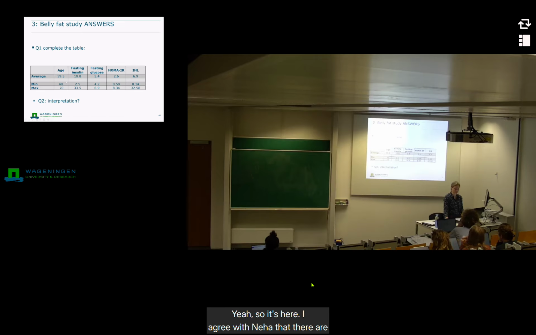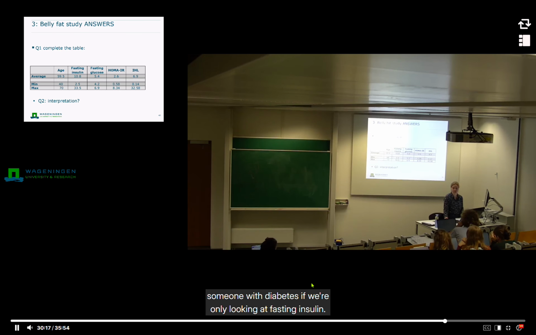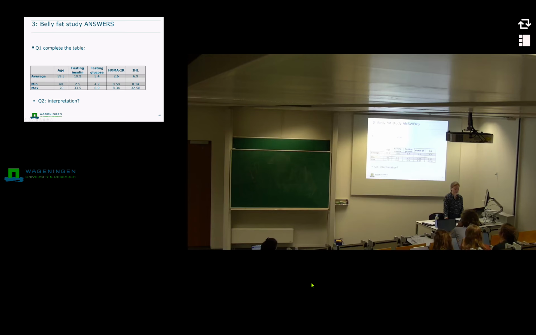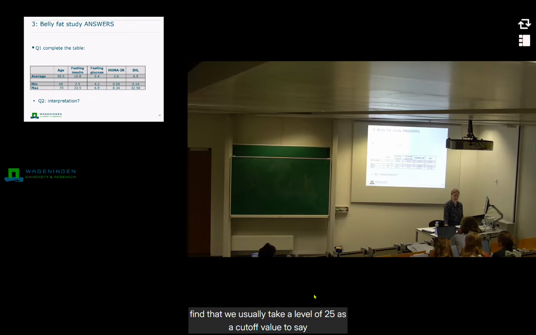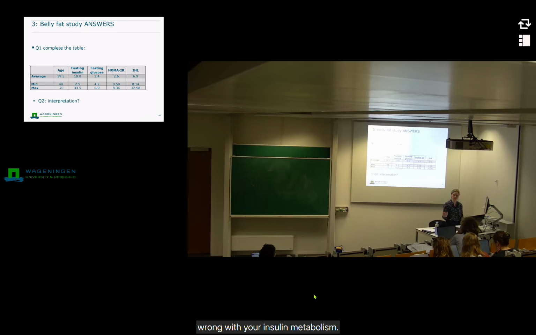Yeah, so it's here. I agree with Nea that there are no units in here, but it's indeed the fasting insulin levels. We do not really have a cutoff value to diagnose someone with diabetes if we're only looking at fasting insulin. But if you start looking in the literature, you will find that we usually take a level of 25 as a cutoff value to say that the levels are very high, that there's something going wrong with your insulin metabolism. So you preferably want this value to be below 25. So on average, I think this group does very well, but we see that there are also some people who are above this value.